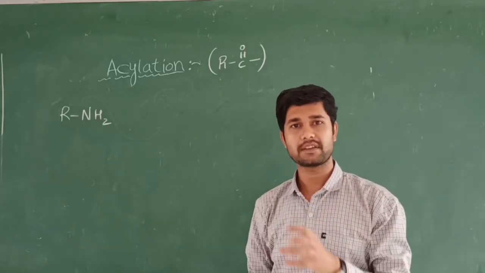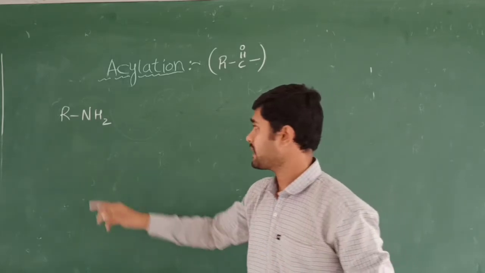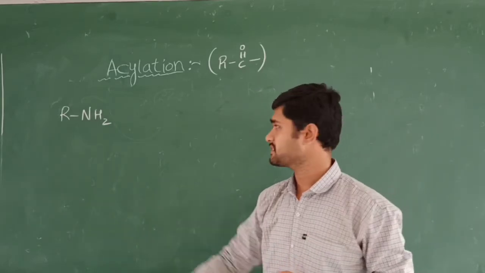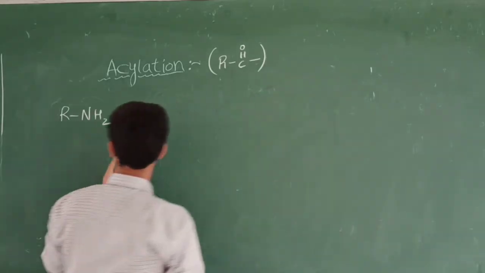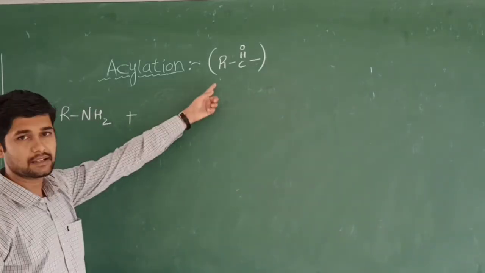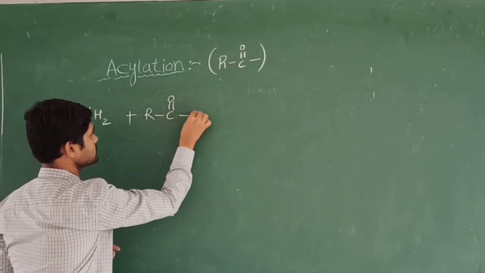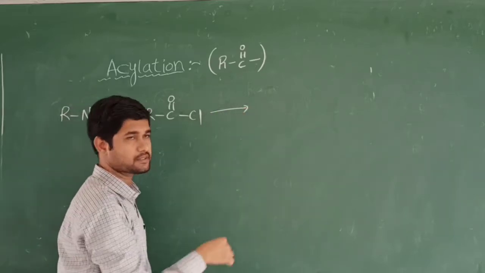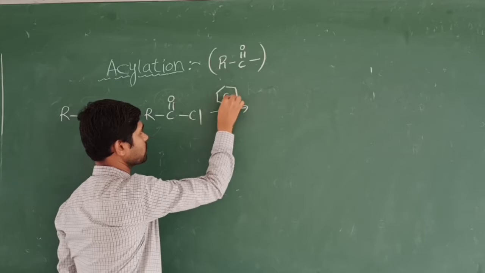So in this reaction a very strong base is required, one that is more basic than the amine group. That is pyridine. Pyridine is more basic than the amine, so we use it in this reaction. Primary amines react with acyl chlorides. Acyl chloride is RC double bond OCl. We use the strong base pyridine because it is the stronger base.